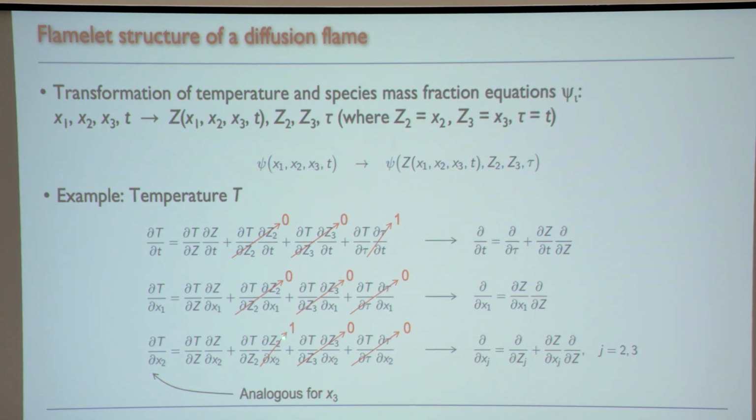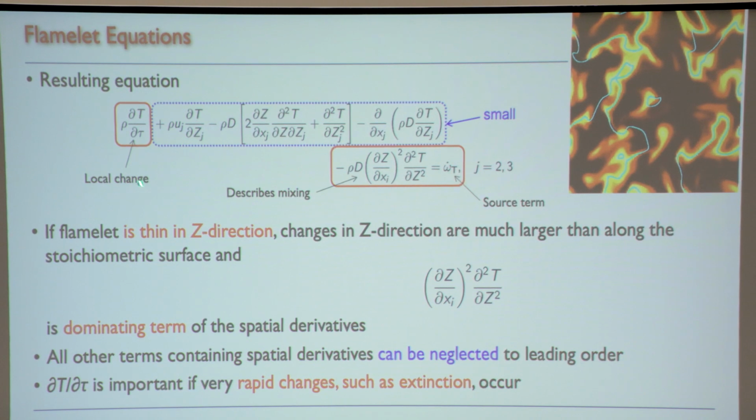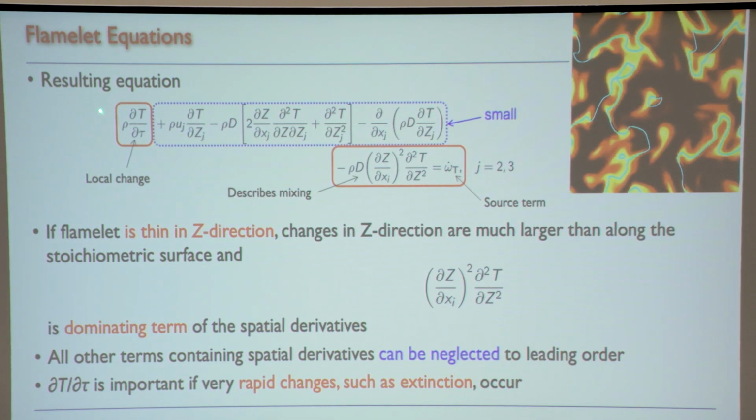Then also they all go away, except for dz2 by dx2, because z2 is the same as x2. This here is also equal to 1, so this one remains, and we get these 2 terms. So then we can introduce this coordinate transformation into the governing equations, in the temperature equation, and this is what we get.